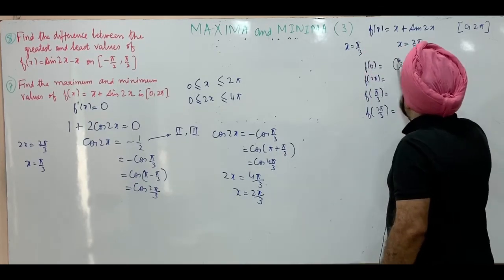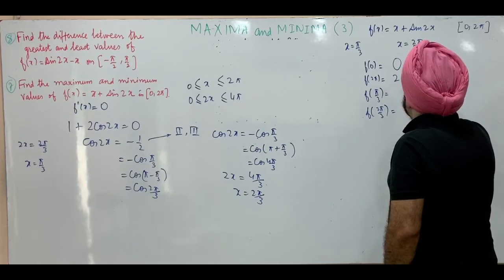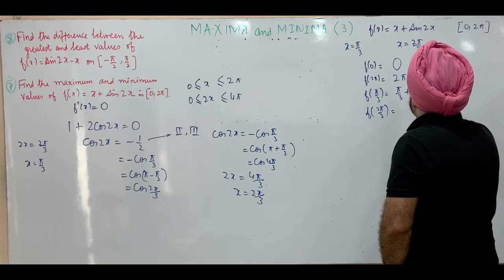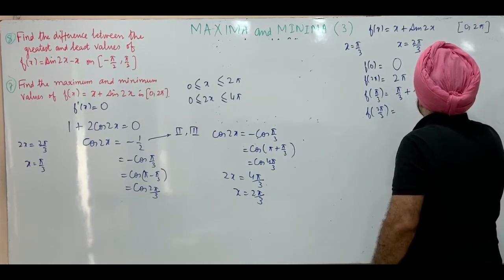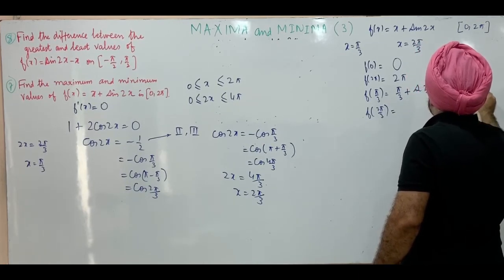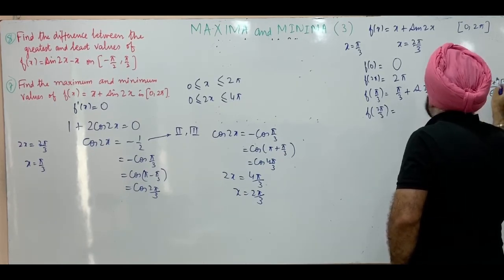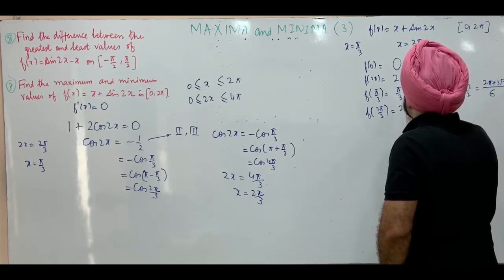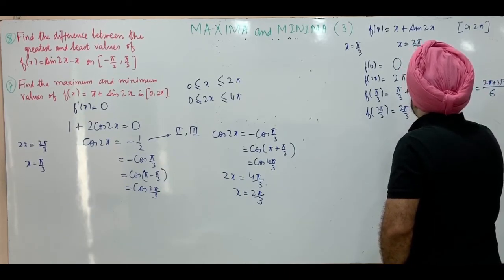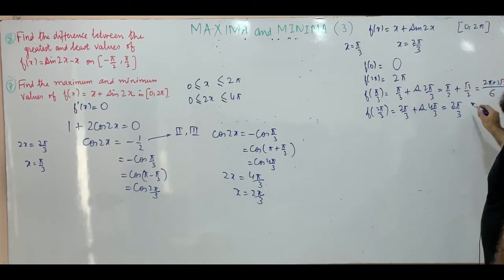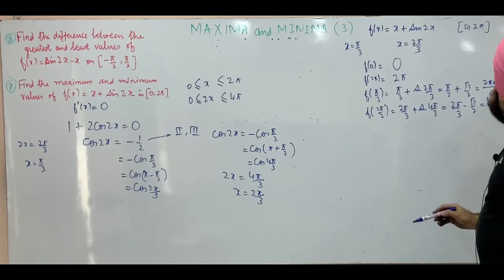f of 0 is 0. f of 2 pi is 2 pi plus 0. f of pi by 3 is pi by 3 plus sine of 2 pi by 3, that is pi by 3 plus root 3 by 2, that's 2 pi plus 3 root 3 upon 6. f of 2 pi by 3 is 2 pi by 3 plus sine of 4 pi by 3, that's 2 pi by 3 minus root 3 by 2, which is 4 pi minus 3 root 3 upon 6.